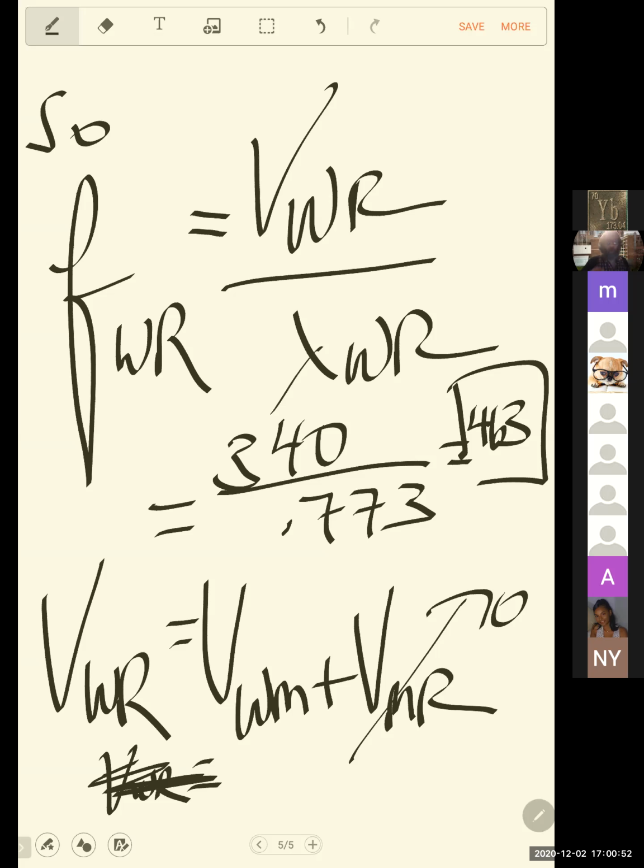All right, I'm going to wrap up right now. Here's a case where the source is moving away from the receiver, and the answer you get is 463 hertz. If the source is moving toward, you get 850. If the receiver is moving toward, you get 776. If the receiver is moving away, you get 423. But you have to see that on your own.